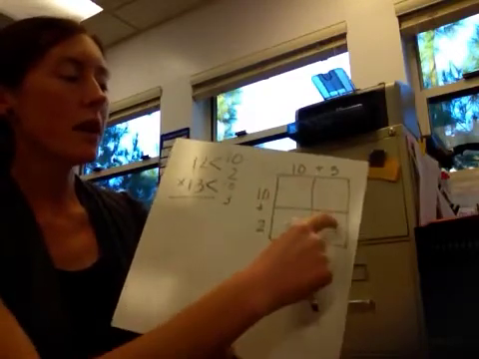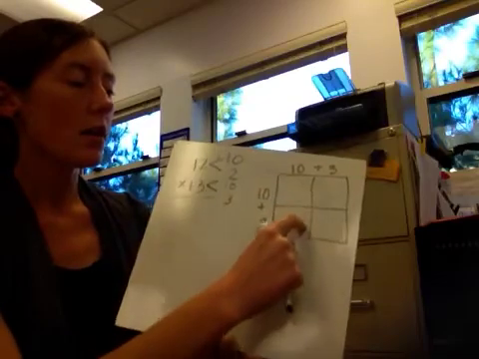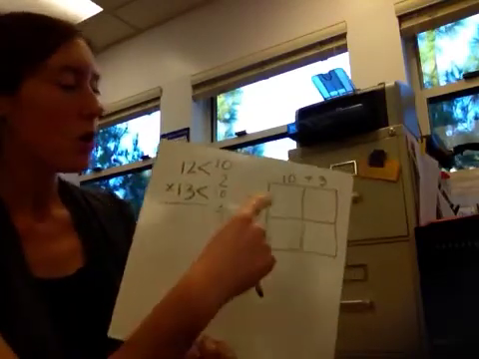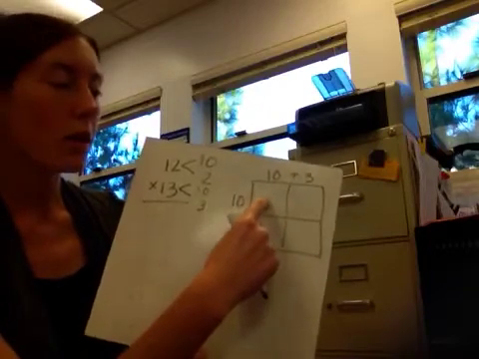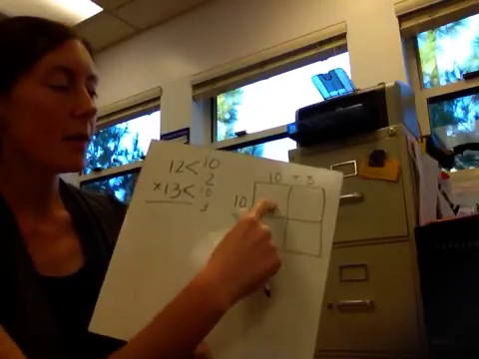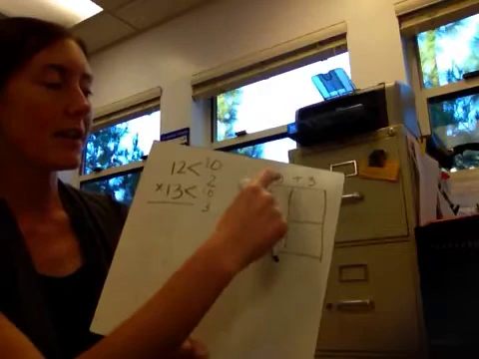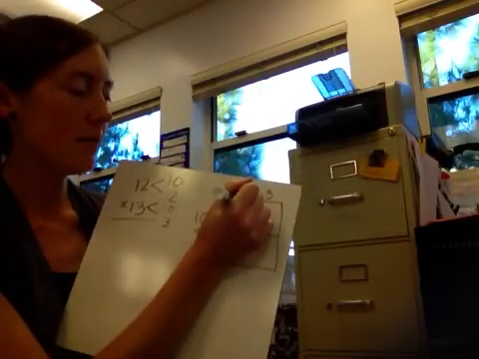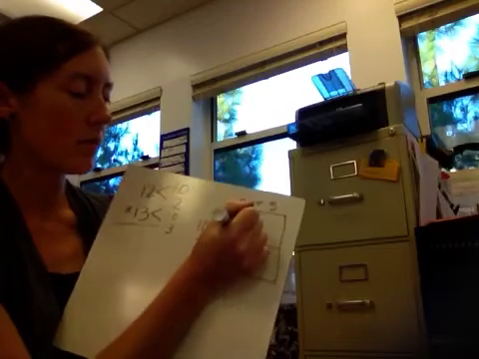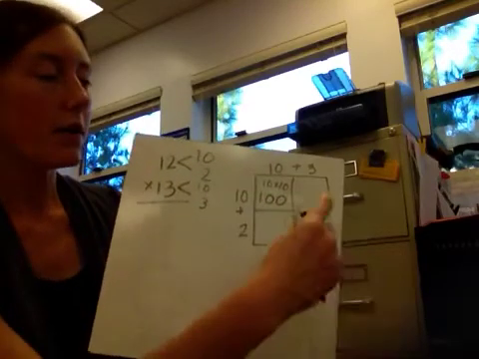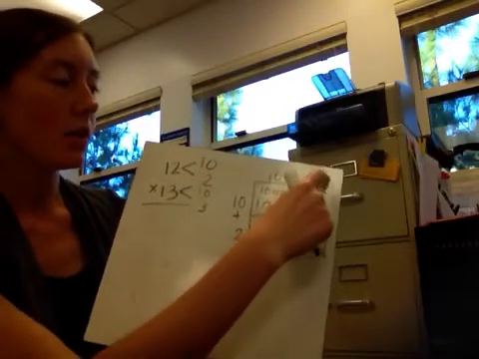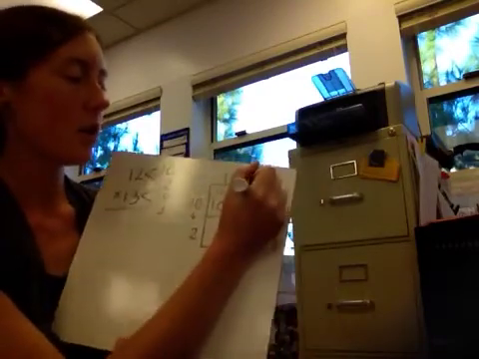So this is where we're going to show one way to multiply 12 times 13. So in this box here, we're going to multiply the number that's above and the number that's to the side. So we're going to multiply 10 times 10. Well, 10 times 10 is 100. Now in this box, we're going to multiply the number that's above times the number that's on the side. 3 times 10 is 30.